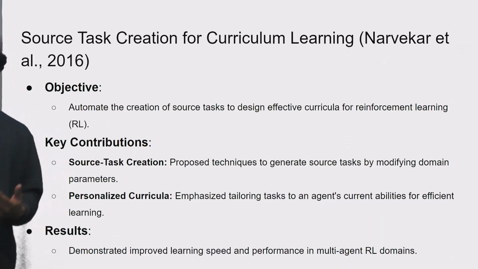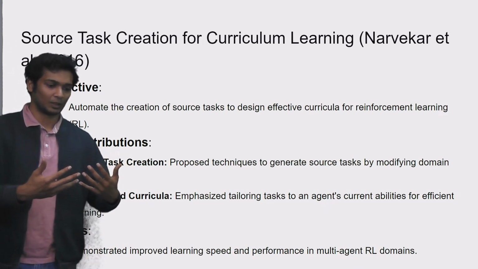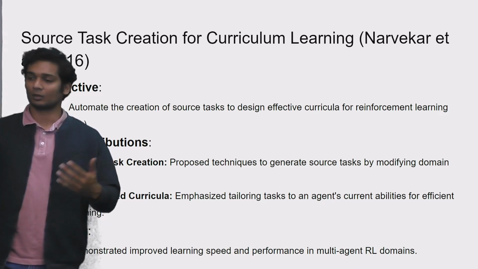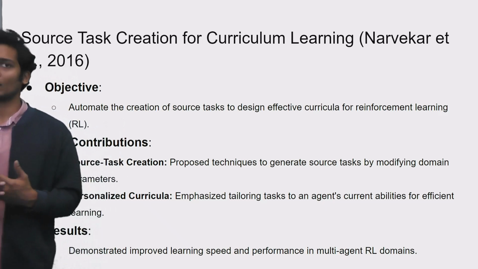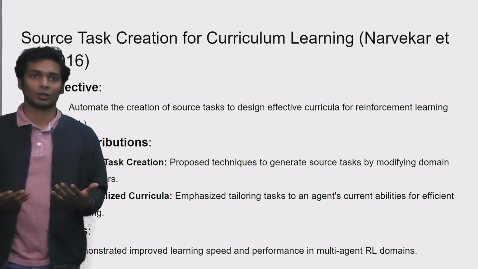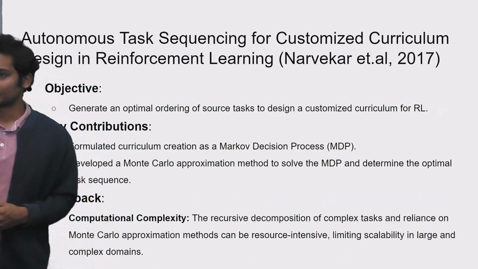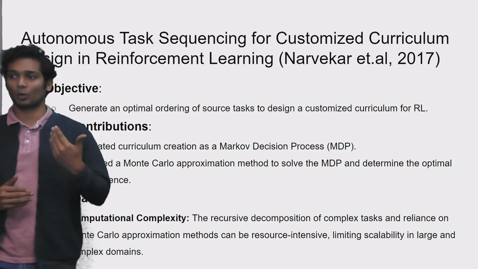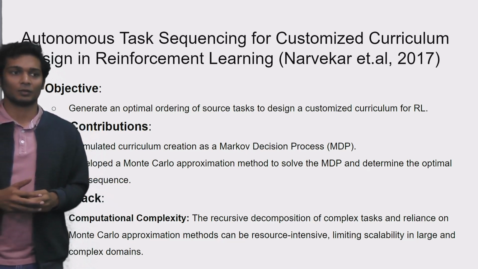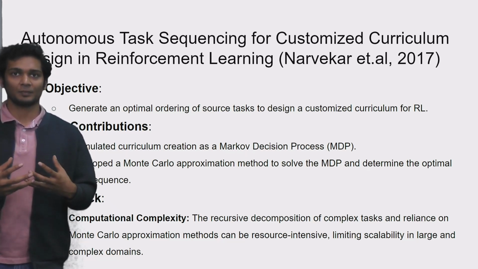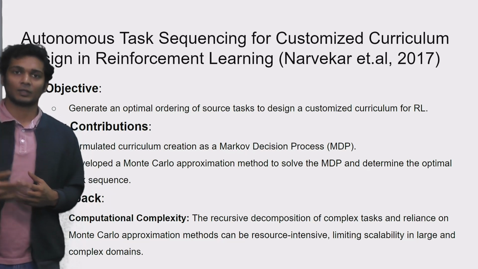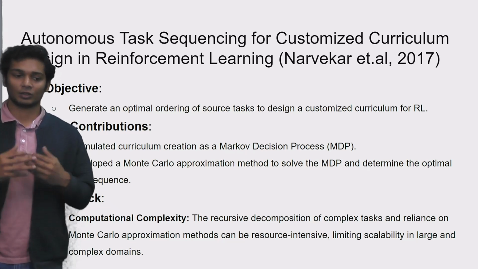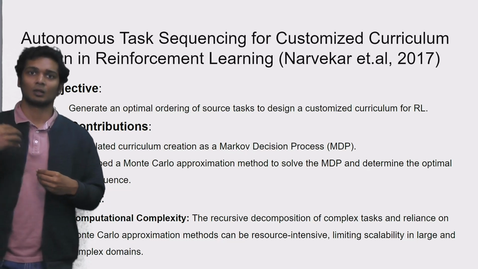So, although this approach did a great job in personalizing a curriculum to a policy and helping improve learning efficiency in multi-agent RL environments like Pac-Man, what are the guarantees that the generated curriculum is optimal? Narvekar et al. in 2017 moved on to provide an approach which does learn an optimal curriculum for a policy by formulating the curriculum creation as a Markov decision process. So now we are iteratively refining the curriculum that we are designing for a policy by continuously breaking complex tasks into simpler tasks that the policy can perform.